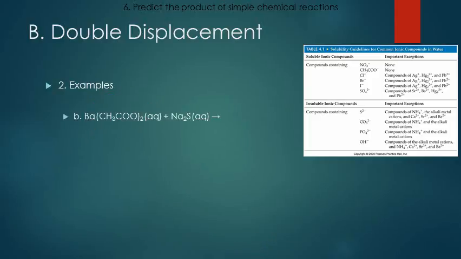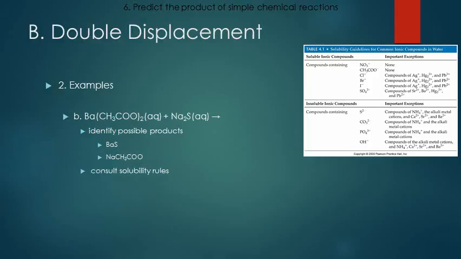Here we have barium acetate reacting with sodium sulfide. So again, we want to identify our possible products. Just flip your cation partners. So the barium would go with the sulfide ion, that would be BaS. The sodium would go with the acetate, so that would be NaCH3COO.